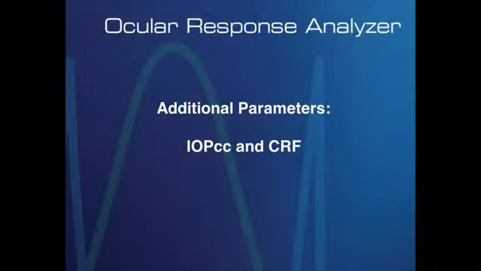But because of all the information that we're gathering and because of how this measurement process has enabled us to get a handle on these corneal properties, we can now calculate a couple of additional parameters. Two of those parameters we refer to as IOPcc and CRF. IOPcc is corneal compensated intraocular pressure, and CRF is corneal resistance factor. Let's talk for a few minutes about the derivation of those parameters and what they represent.